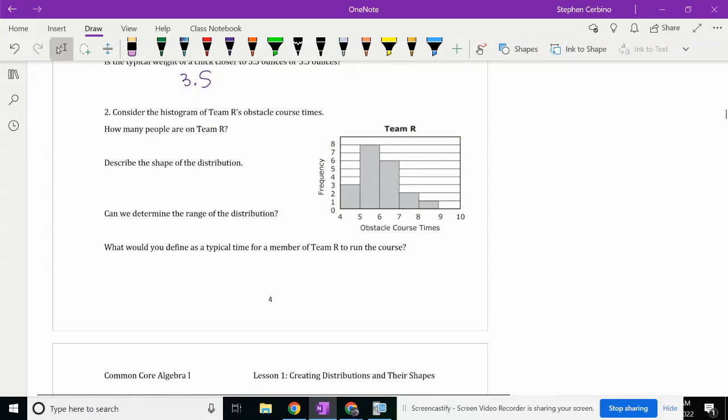Number 2 says, consider a histogram of Team R's obstacle course. So here's the team, it's a histogram. How many people are on Team R? So we have to find the total number of people. We have 3 people, 8 people, 6 people, 2 people, and 1 person. If we add those numbers up, we get 11, 17, 19, 20 people are on the team.